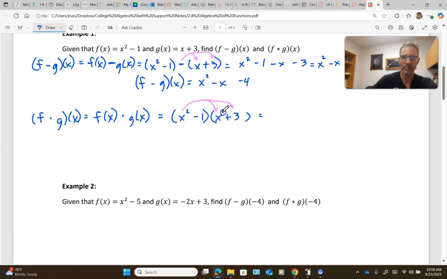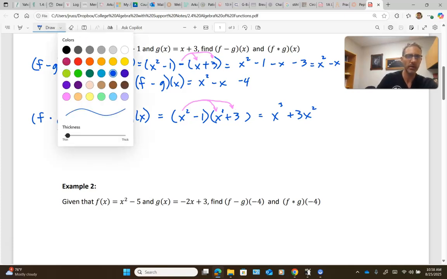So if you guys remember, when you're multiplying, you have to add exponents. So that would become x to the third power. And then x to the second times 3 will just become 3x to the second, or 3x squared.